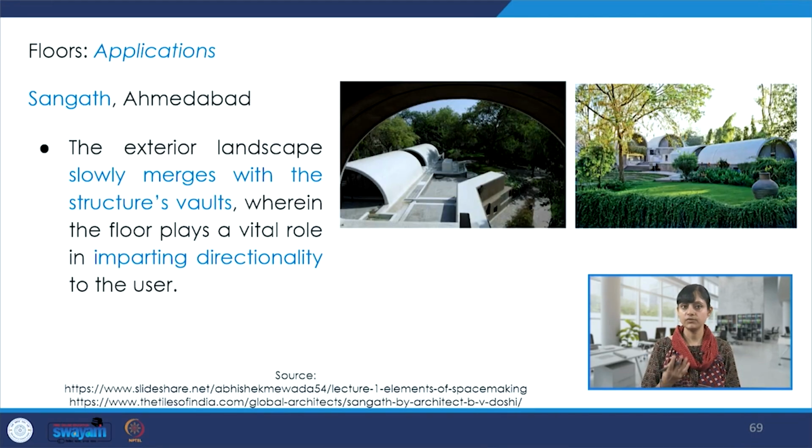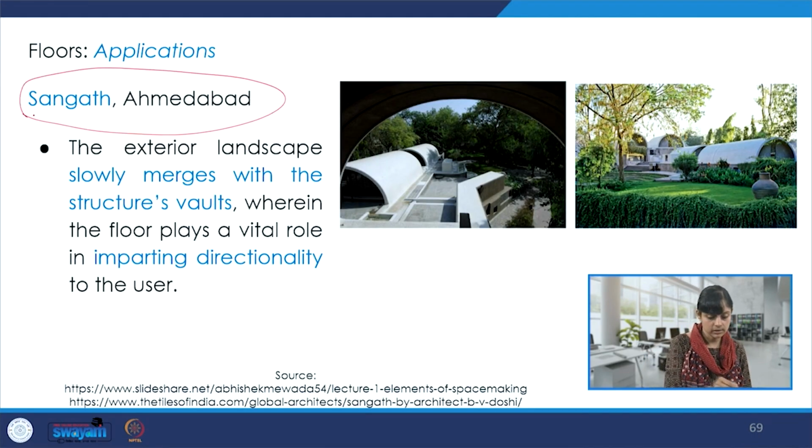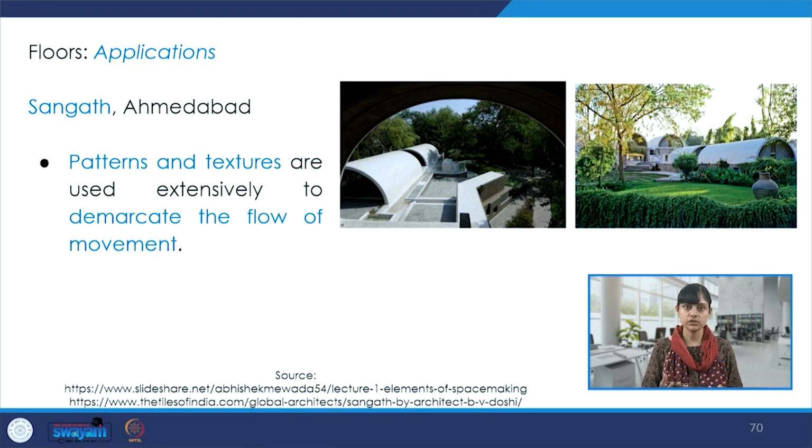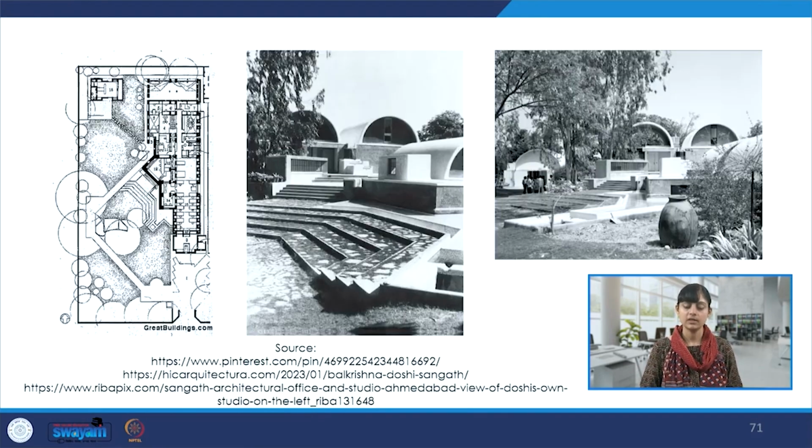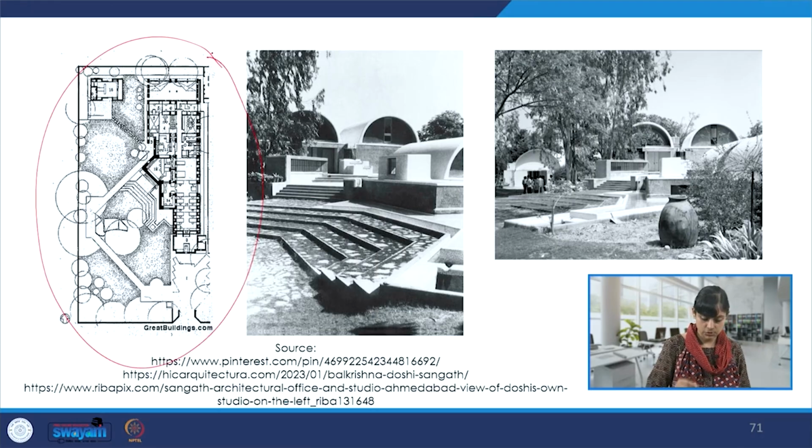Now, looking at some of the applications, this is Sangath in Ahmedabad, Doshi sir's office. Here we see a very interesting way the office has been designed. The exterior landscape slowly merges with the structure's walls, wherein the floor plays a vital role in imparting directionality to the user. And there are patterns and textures that demarcate the flow of movement. Here we see the drawing and different views. It's a beautiful office, a lovely space to be in.